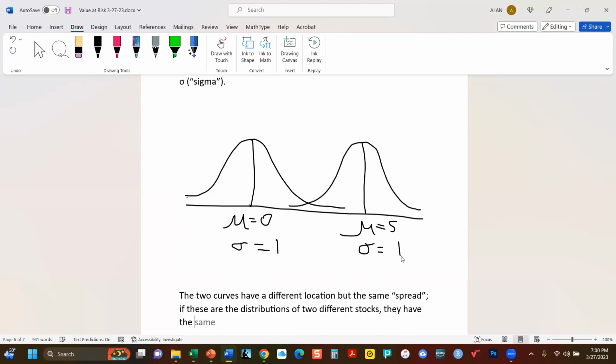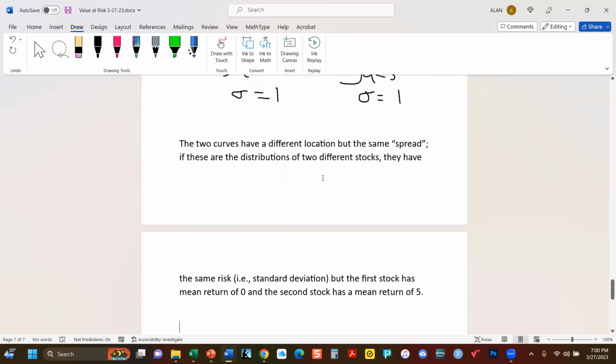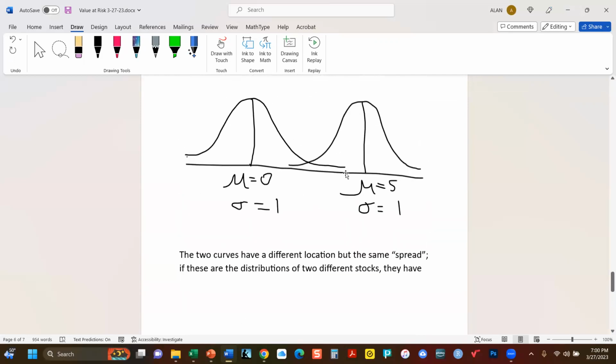They have the same risk, in other words, the same standard deviation. But the first stock has a mean return of 0, and the second stock has a mean return of 5%, let's say. So if they have the same standard deviation but two different means, they'll have the same shapes but different locations.